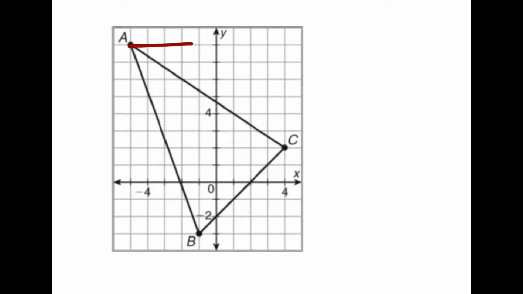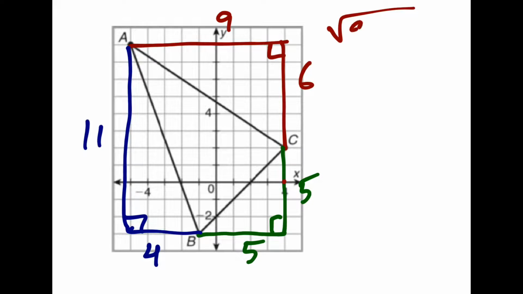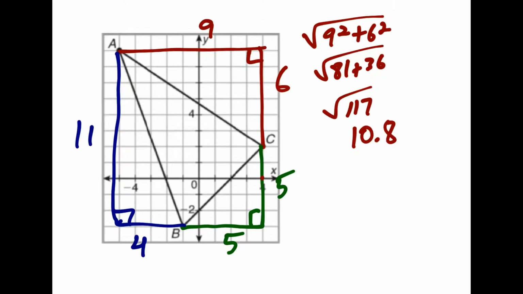Number 1 asks us to find the perimeter of ABC. So what we can do is we can turn this into 3 separate triangles, 3 separate right triangles. And we're going to use the Pythagorean Theorem to figure out the hypotenuse of all of them. If you count the squares for each of these triangle sides, you get the following figures. And we're going to figure out the first distance as the square root of 9 squared plus 6 squared, which is the square root of 81 plus 36, or the square root of 117, which rounds to 10.8. And we'll just say units, whatever the unit might be.